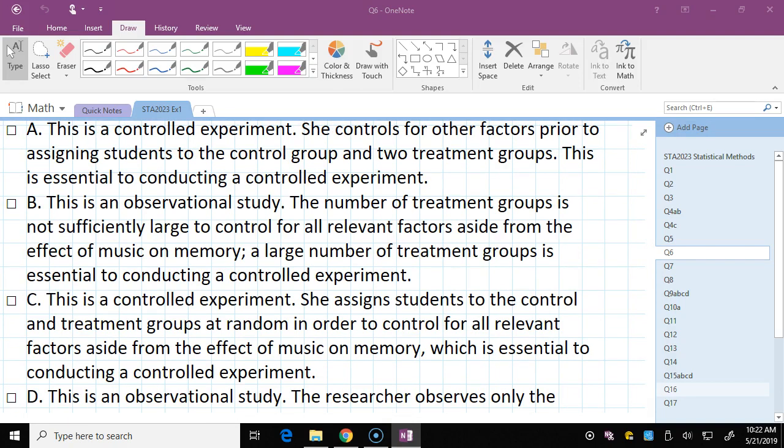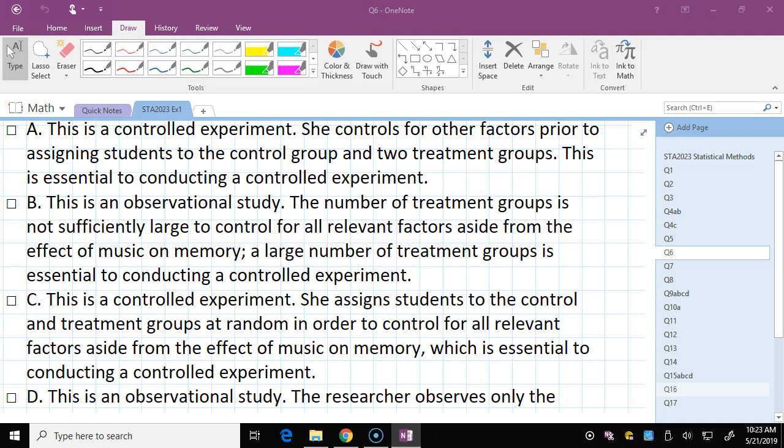So let's read these. A says, this is a controlled experiment. She controls for factors prior to assigning students to the control group and 2 random treatments. This is essential to conducting a controlled experiment. C, this is a controlled experiment. She assigns students to the control and treatment groups at random in order to control for all relevant factors aside from the effect of music on the memory, which is essential to conducting controlled experiments. What do you think? A or C?